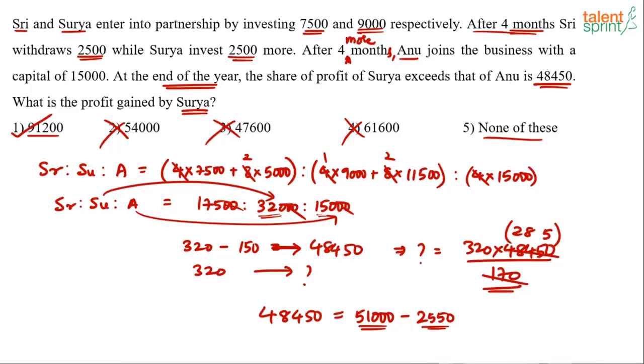Okay? It's about numbers. You just have to play with those numbers. If you ask me how to calculate, I would say take 285 as 300 minus 15. So this will be 320 into 300, which is 96,000, minus 320 into 15. 320 into 15 would be 4,800. So 96,000 minus 4,800 is 91,200. You'll get option 1 as the answer. Clear?